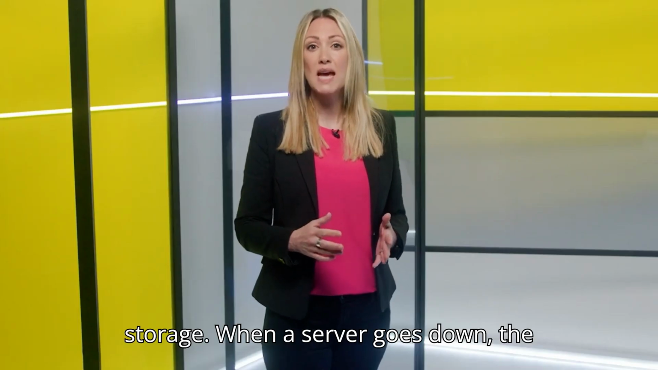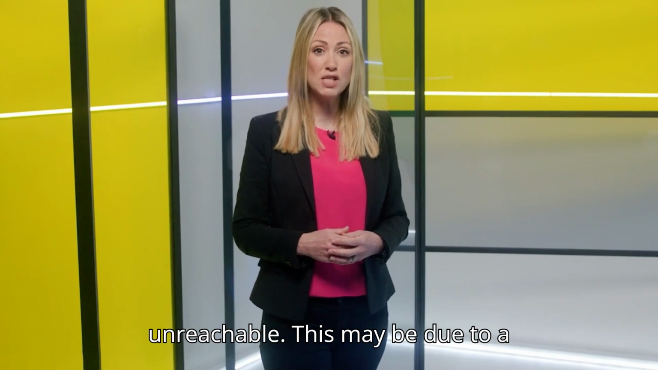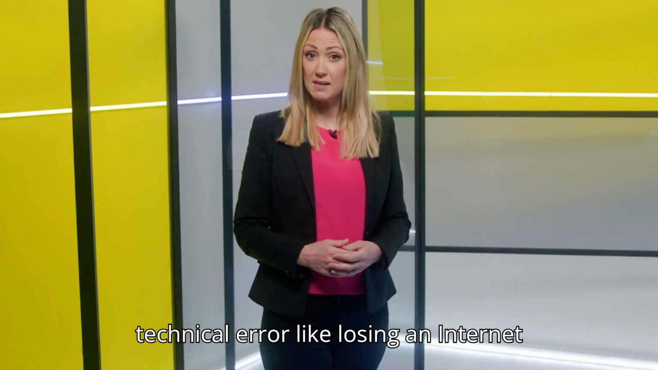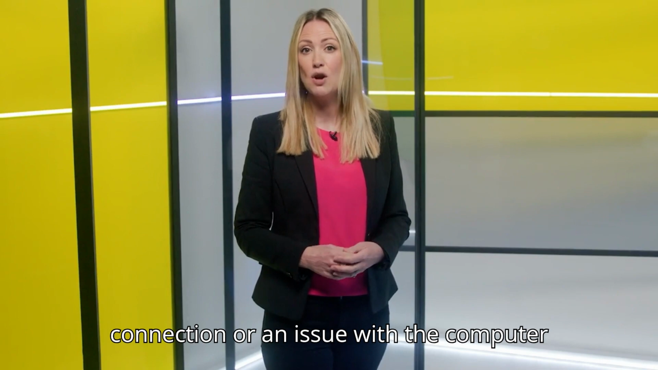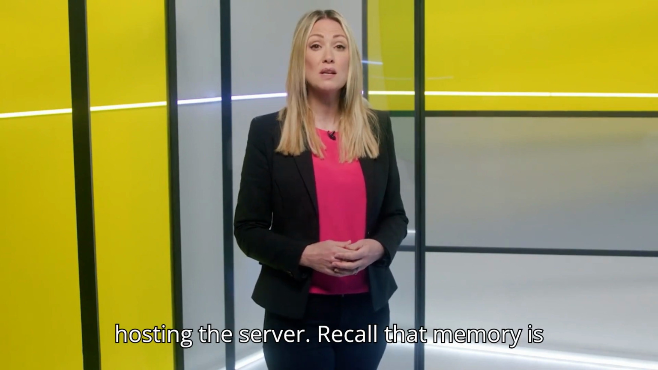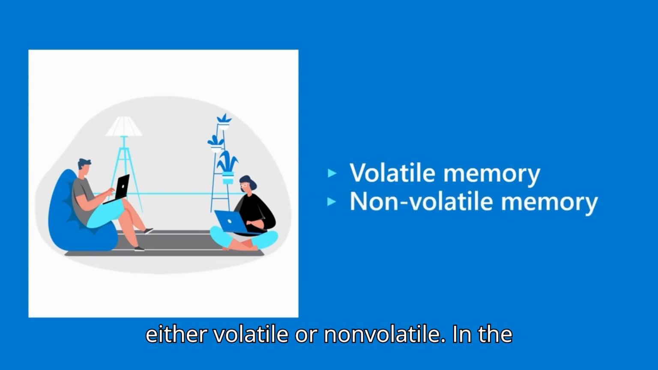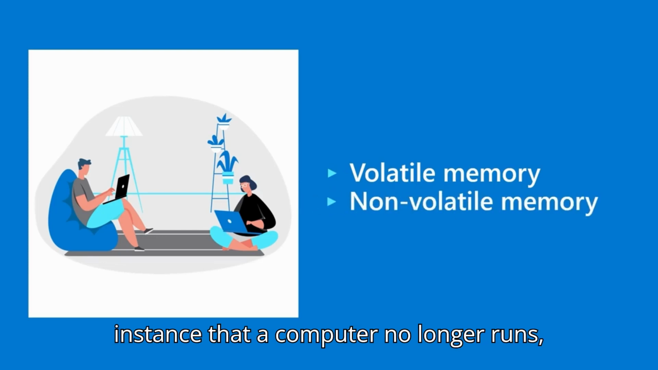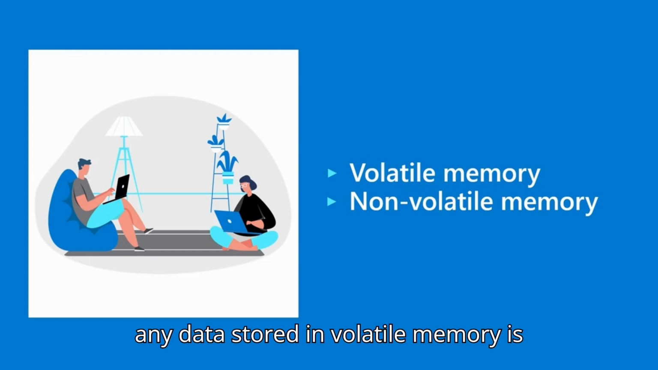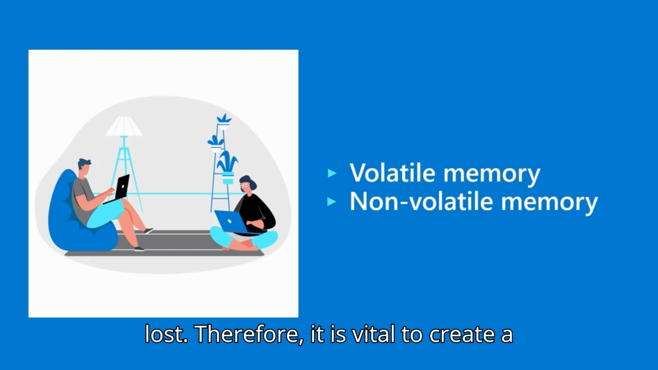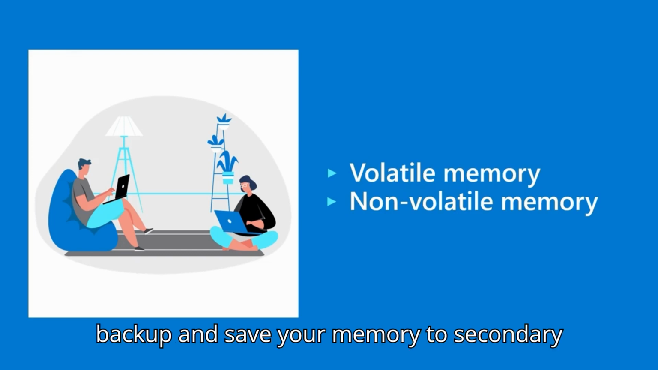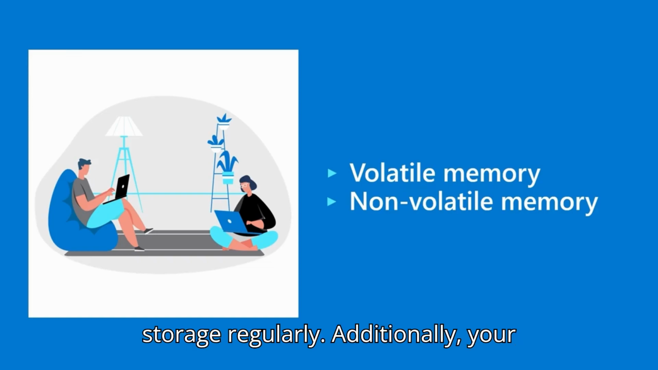When a server goes down, the server hosting your web page is unreachable. This may be due to a technical error like losing an internet connection or an issue with the computer hosting the server. Recall that memory is either volatile or non-volatile. In the instance that a computer no longer runs, any data stored in volatile memory is lost. Therefore, it is vital to create a backup and save your memory to secondary storage regularly.